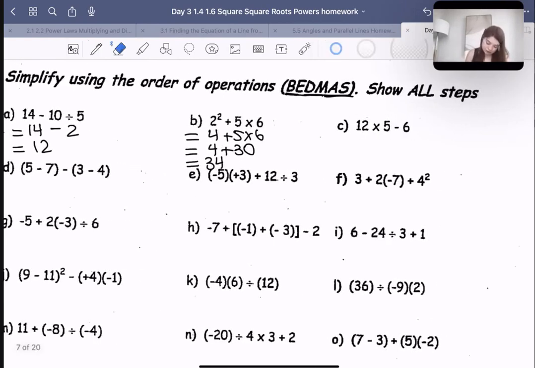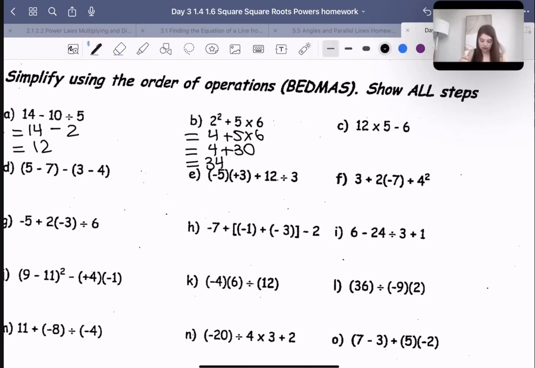Okay, let's do letter C. Letter C is 12 times 5 minus 6. So are there any brackets here? No, there's not. Are there any exponents? No, there's not. Is there any division or multiplication? Oh, well, yes, there is.